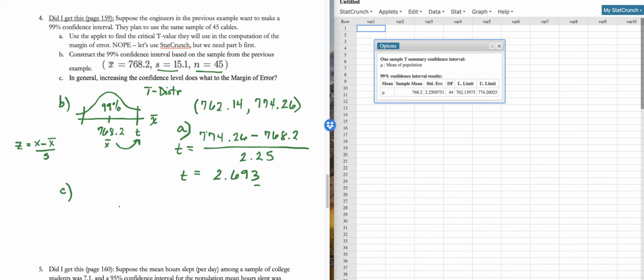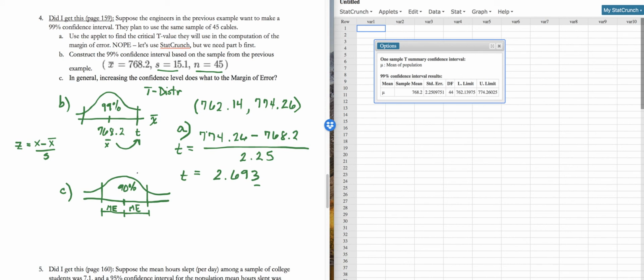In general, increasing the confidence level does what to the margin of error? Okay, well, let's think about this for a second. Let's say I have some confidence interval. Here's the center, and this was done with 90%. So the margin of error is the distance from the center to either of the endpoints. So that distance left and that distance right, those are each the margin of error.